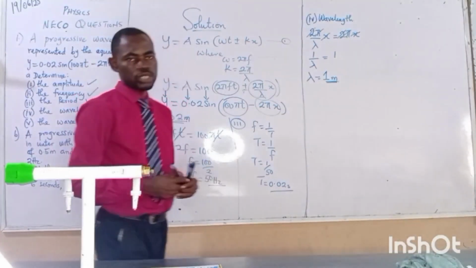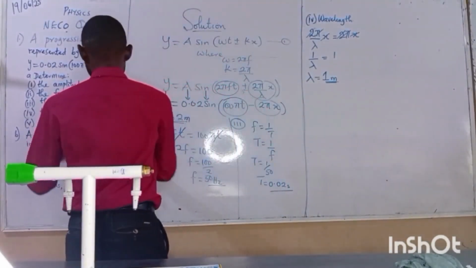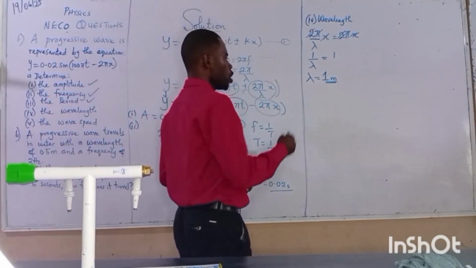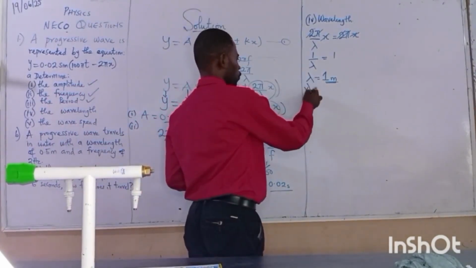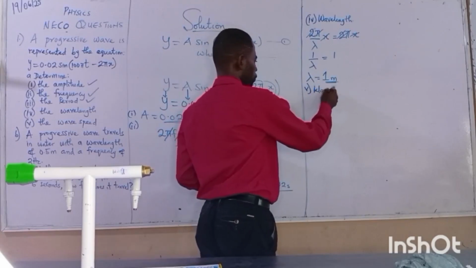And that's how we settle the issue of wavelength. We have gotten the answer to this. Now we move to the 5th question. We said we should find the wave speed. We want to find the wave speed.